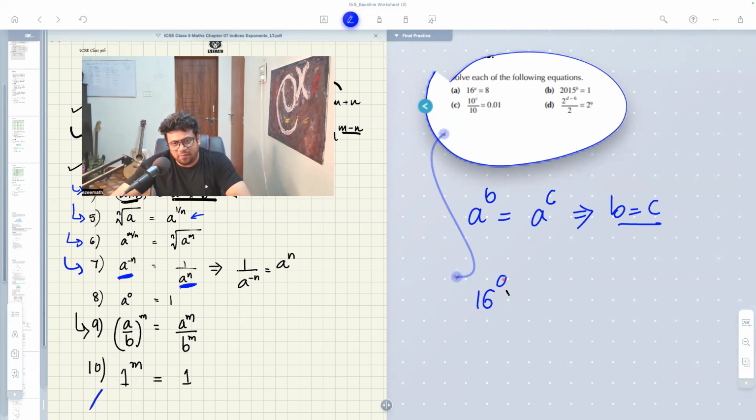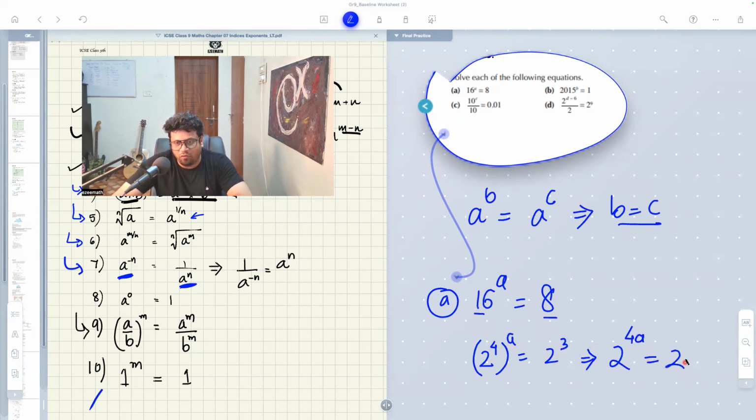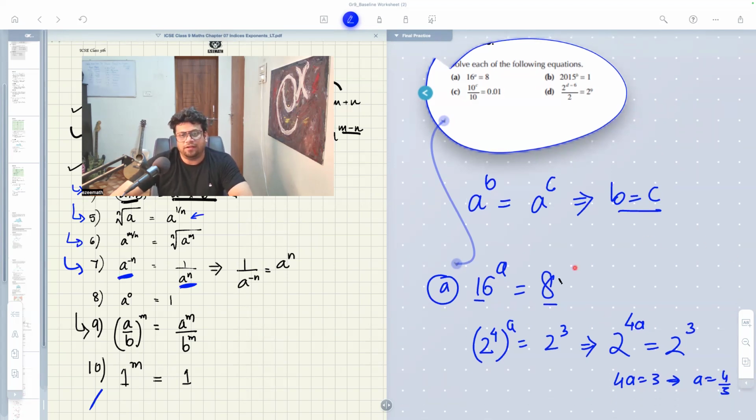You have 16 to the power of a and 8 in problem number A. I'm going to bring what you have on the left and what you have on the right, both to powers of 2. 16 is 2 to the power of 4. 8 is 2 to the power of 3. Well, we come to a place where 2 to the power of 4a is 2 to the power of 3, and 4a is 3, which means a equals 4 over 3. That's it. Okay, now let's look at this one.